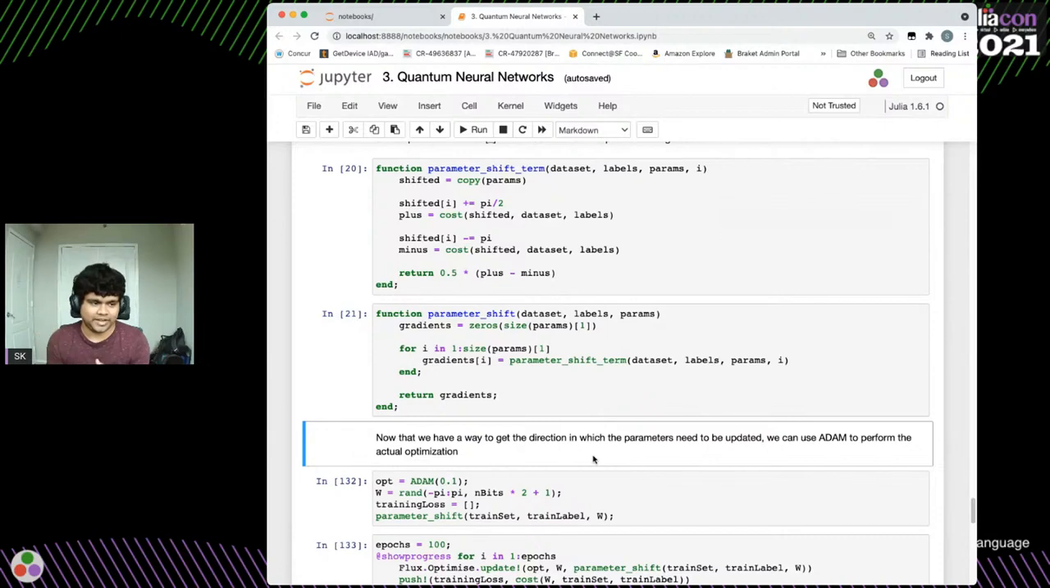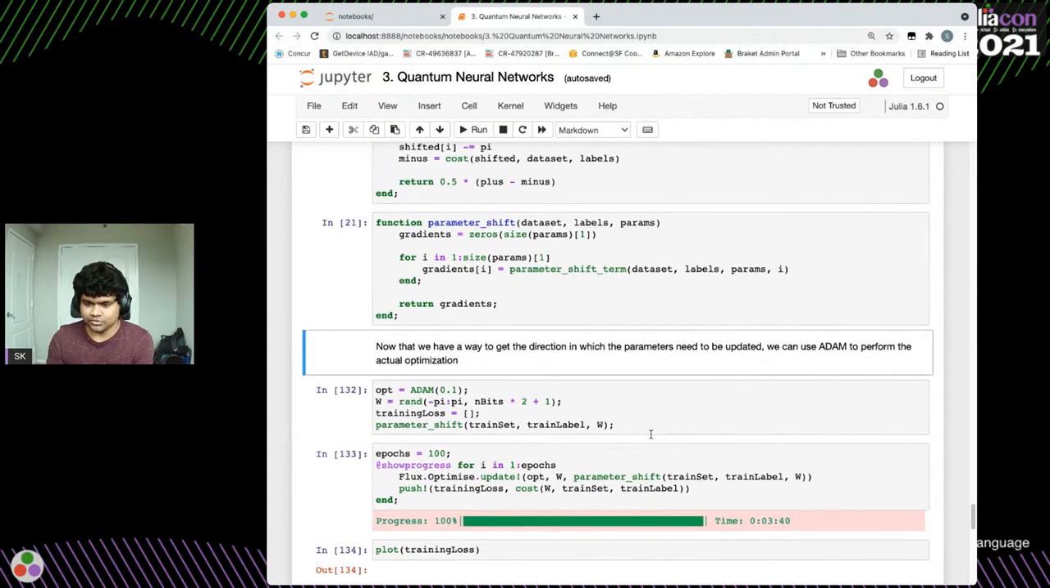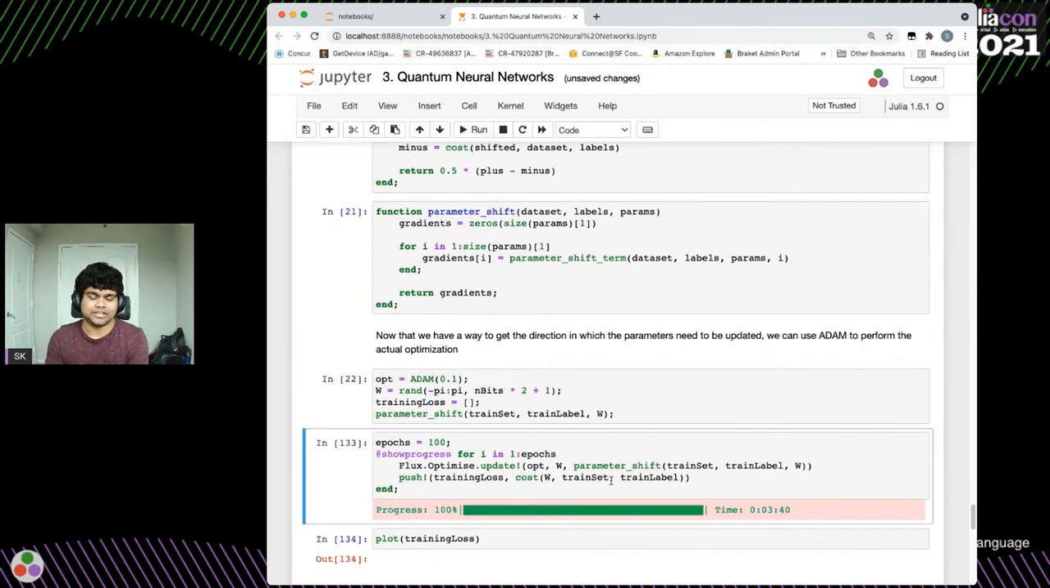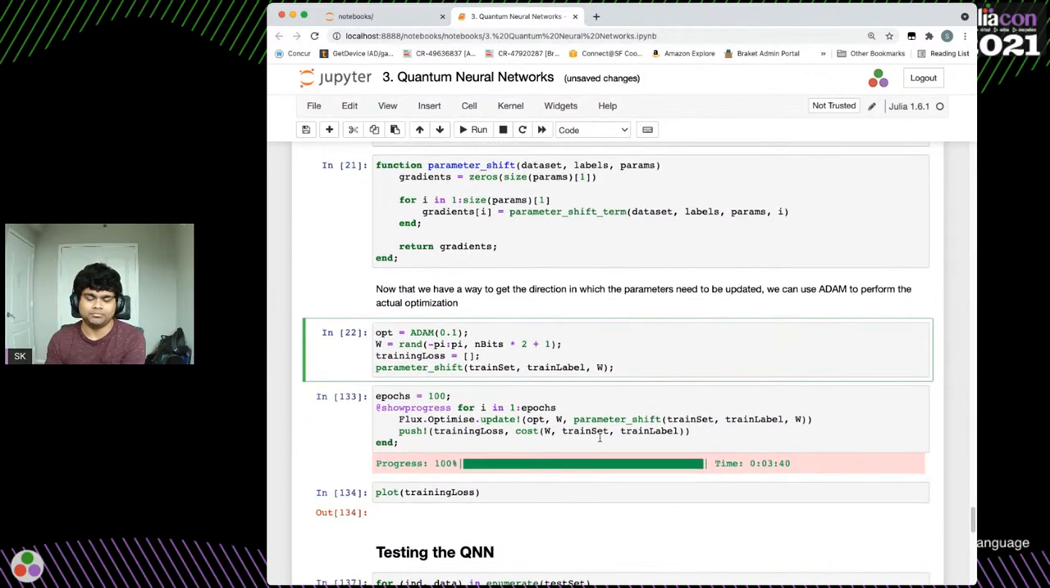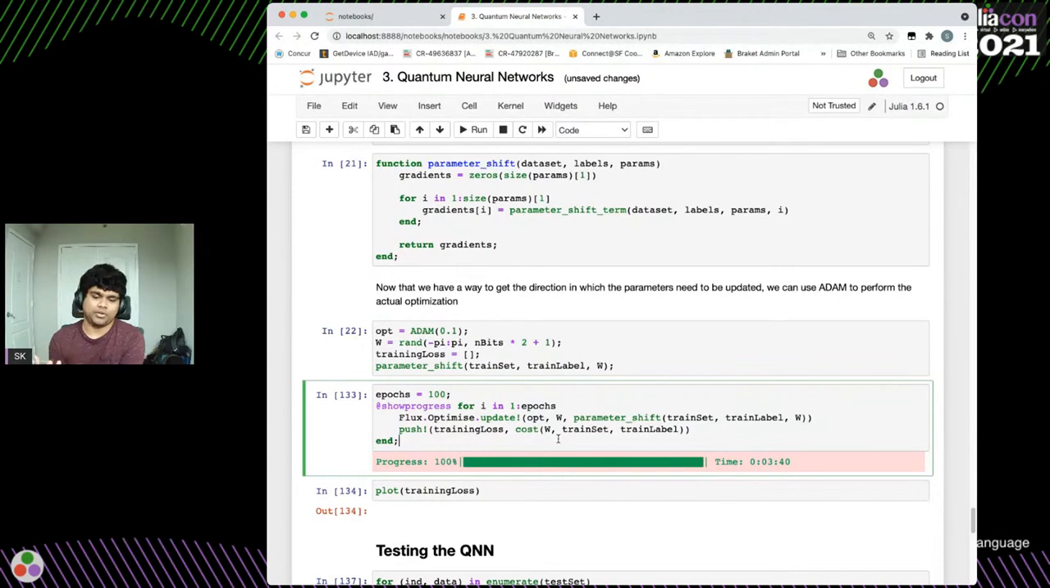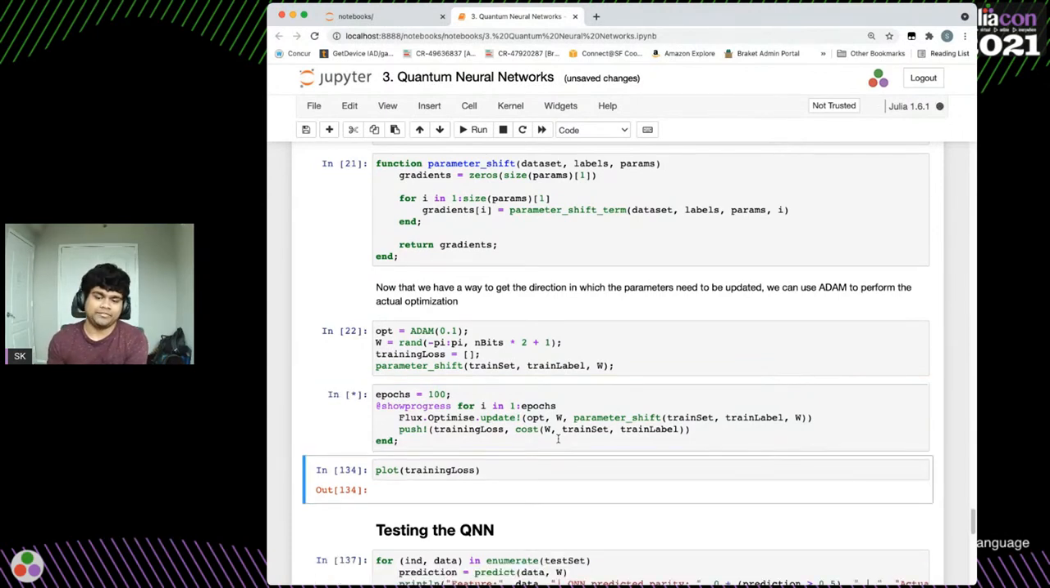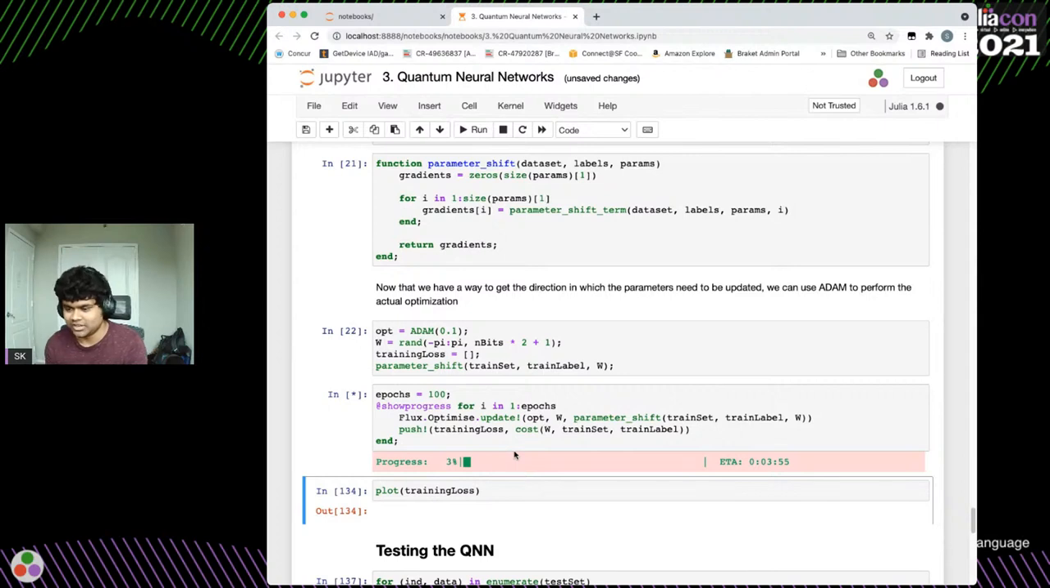Now that we have a way to compute the gradient and we have all of the other ingredients for a great machine learning algorithm, we can use techniques from classical machine learning, things like gradient descent, ADAM, RMSprop, Adagrad, any of these optimization techniques, to train our quantum neural network, right? So now I'm just going to train it over 100 epochs. It's because the data set is also really small. This is not going to take too long. It's about 4 minutes. And we can then plot our training loss, right?